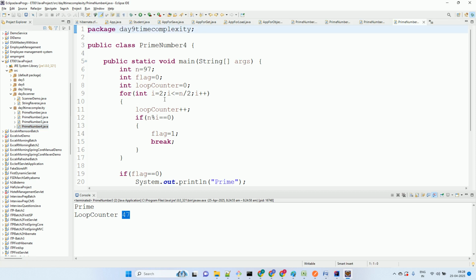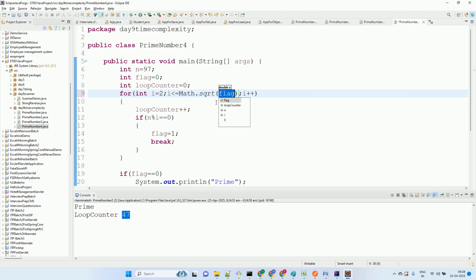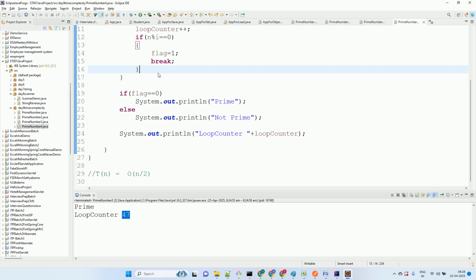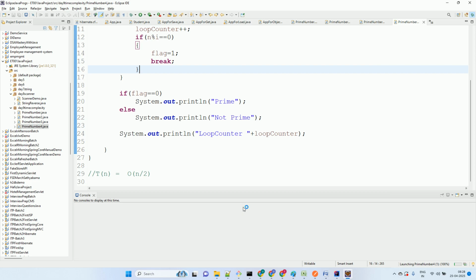till less than or equal to the square root. In the math class, we have a function called square root, and we can just pass the n value over there. Now the 97, which took how many iterations last time? 47, right? And now if I run this, the same 97 will take how many iterations to say it is not prime? 8 iterations.